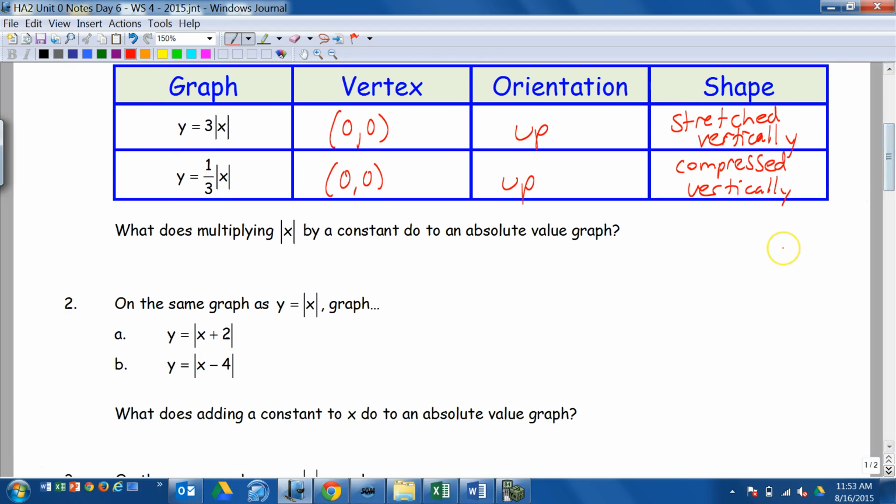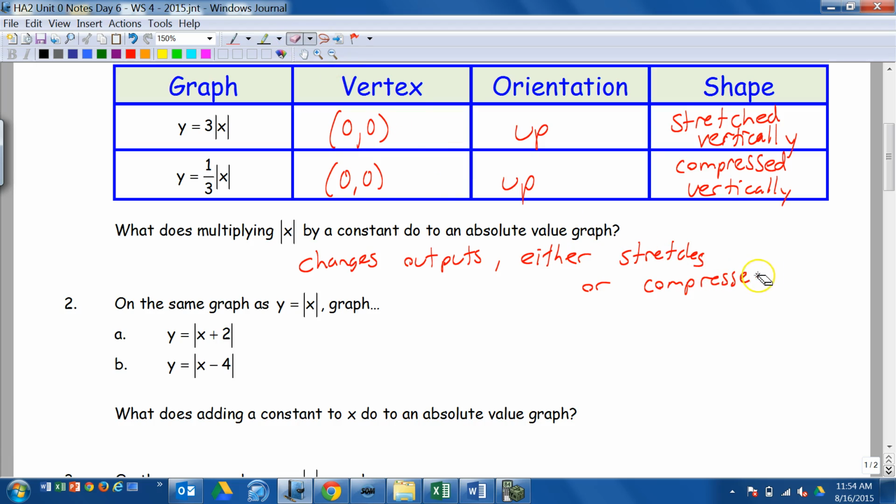What does multiplying by a constant do to the absolute value graph? It changes the y values, the output. It either stretches or compresses the graph. And again, think of that as I'm either pulling the rubber band up further or I am pushing it down and it's becoming wider. Okay?